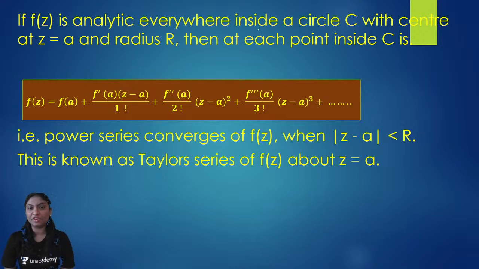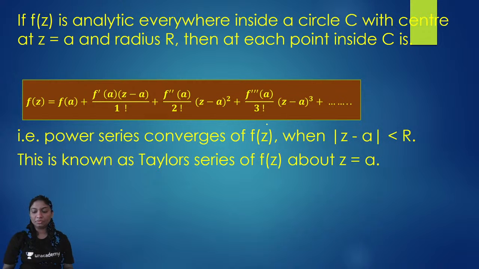f of z is an analytic function inside the circle C with center at z equal to a and radius r. Then at each point inside C, f of z is equal to f of a plus f dash of a into z minus a upon 1 factorial plus f double dash of a upon 2 factorial into (z minus a) squared plus f triple dash of a upon 3 factorial into (z minus a) raised to 3, plus and so on. That power series converges to f of z when mod of z minus a is less than r. Okay. Now, this is known as the Taylor series of f of z at z equal to a.